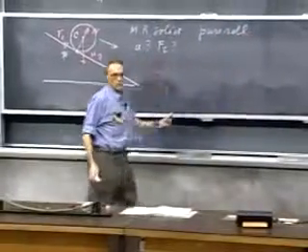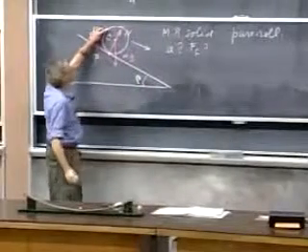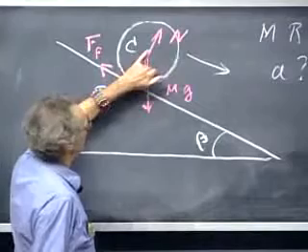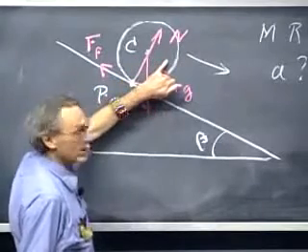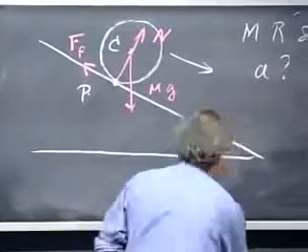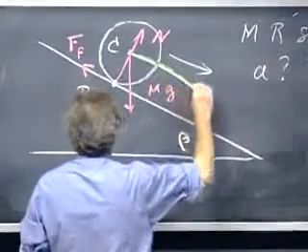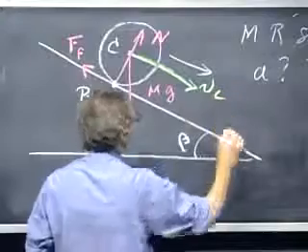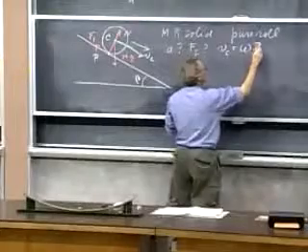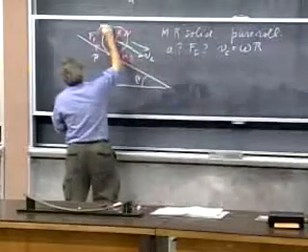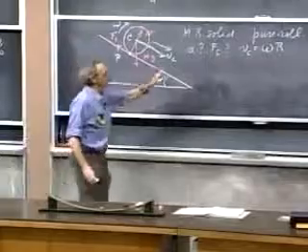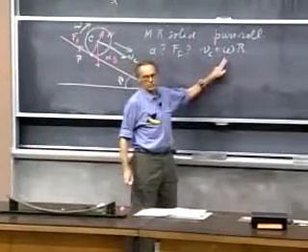What does pure roll mean? It means that if the circumference here moves 1 centimeter, the center of mass has also moved 1 centimeter. So it means that the velocity of the center, v of c, at all moments in time, will be omega r. And omega is the angular velocity, which is changing with time. That is the condition of pure roll.